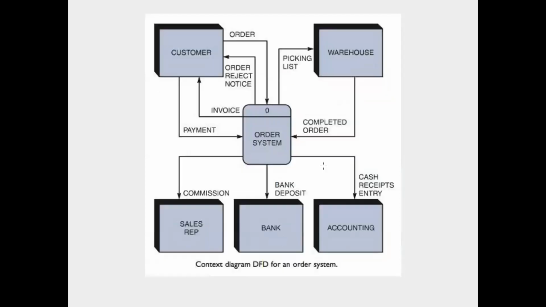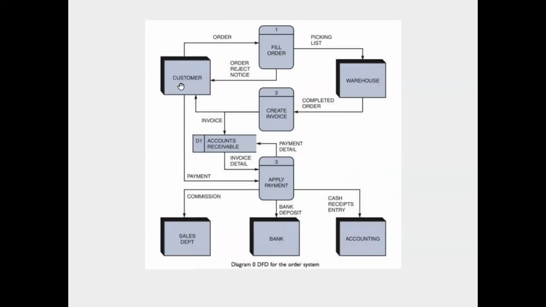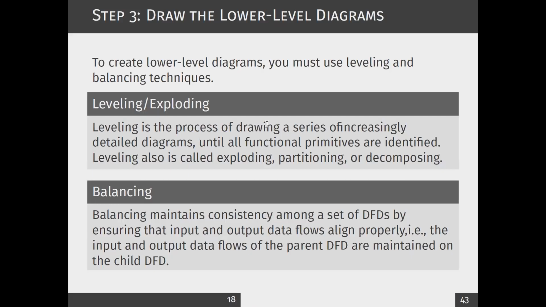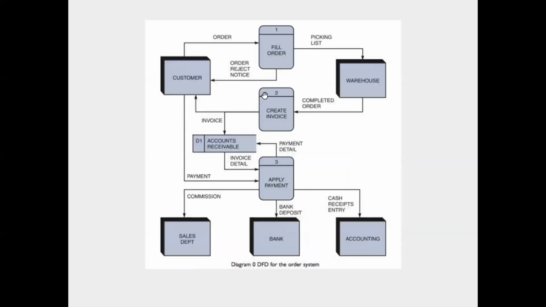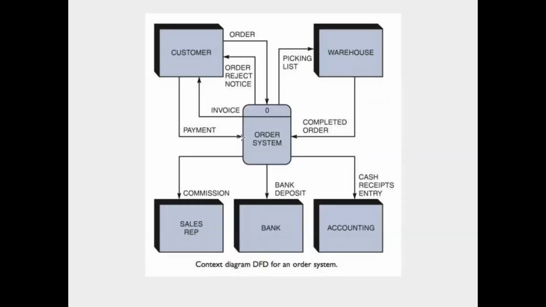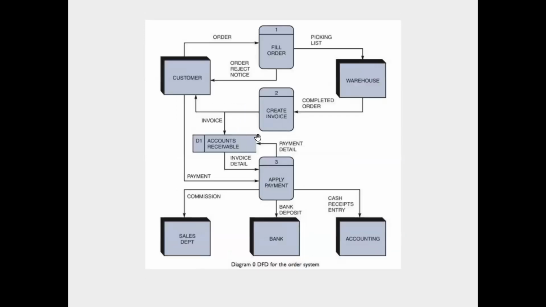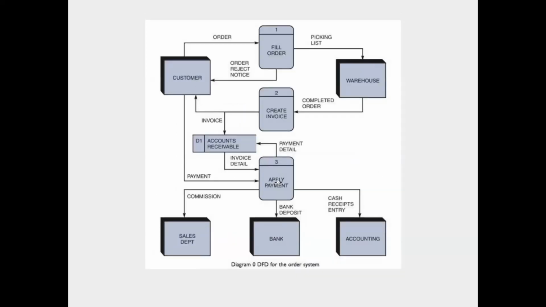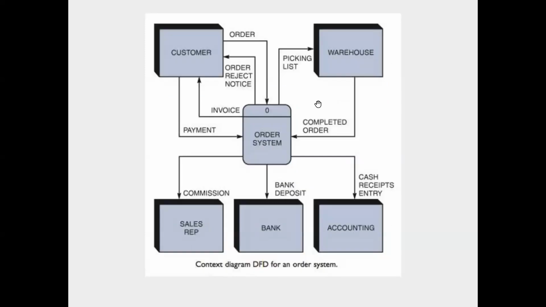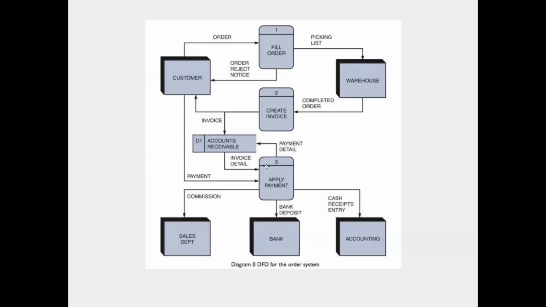And the input and output are the same. So for example, we had an order here. This time that order goes to the first process. Then here we have an order reject notice to the customer, again coming from process 1. Then the invoice will come from the system. This time the invoice will come from the second process, right? Then the payment will be put into the system. That payment will go to apply payment, right? And similarly, the picking list goes to the warehouse from the first process, and the completed order will come to create invoice.